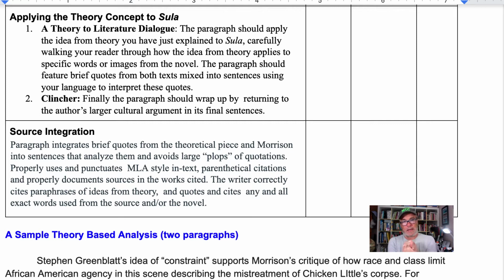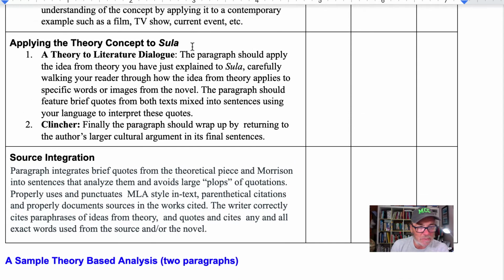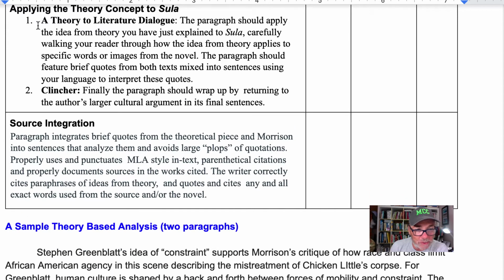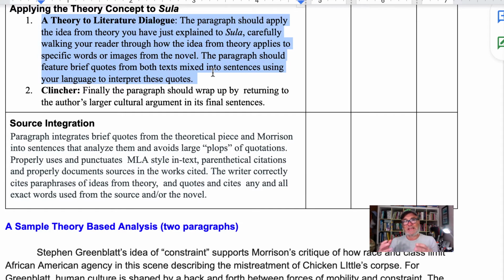So you've created a claim, you've explained the concept. Now we need to apply the concept from theory to Sula. And you want to think about this as a dialogue between the two texts, which means you're going to be working with small quotes that are embedded in sentences where your language frames and interprets those quotes. And ultimately, those quotes need to come from both texts.